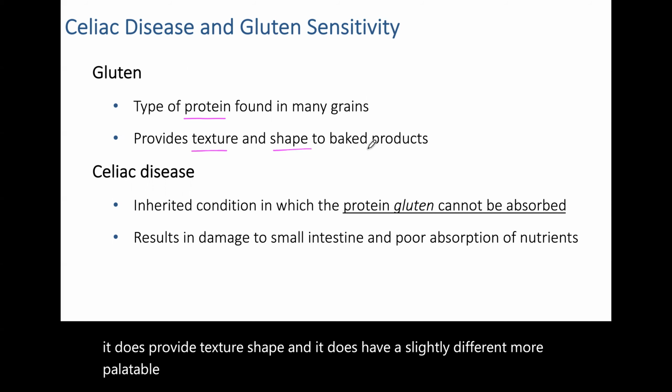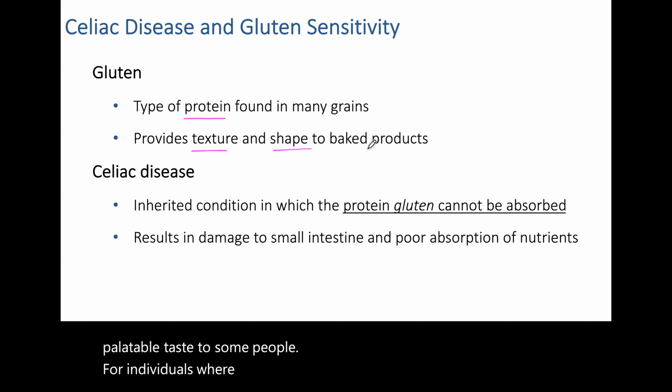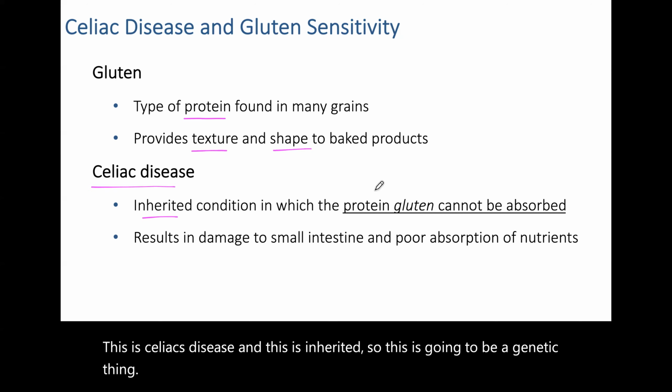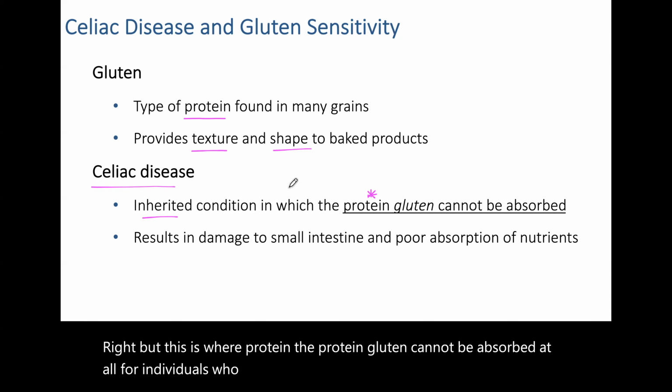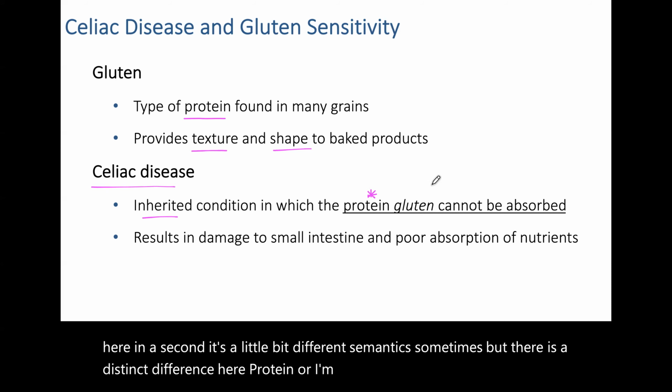For individuals where gluten cannot be absorbed, this is celiac disease, and this is inheritance. This is going to be a genetic thing, right? This is where the protein gluten cannot be absorbed at all. For individuals who have some gluten sensitivity, we'll talk about that here in a second. It's a little bit different, semantics sometimes, but there is a distinct difference here. The gluten protein cannot be absorbed at all.